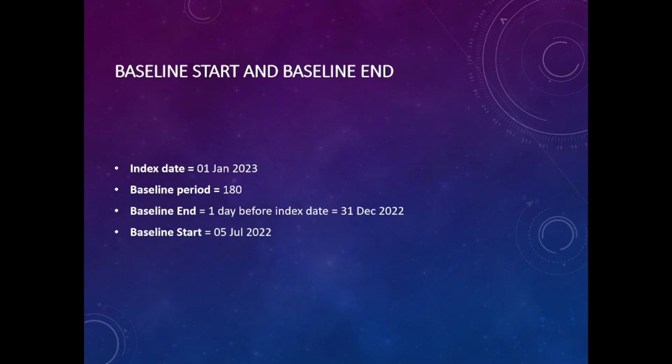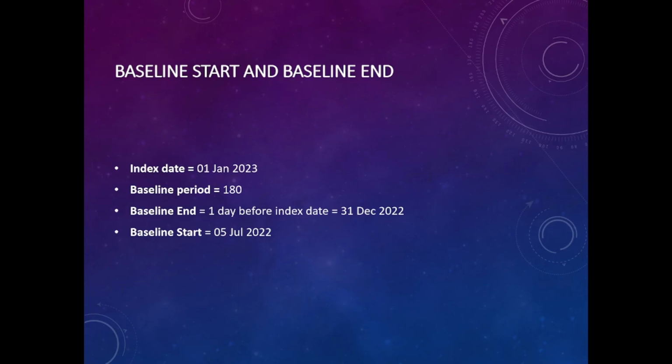So what is a baseline start and baseline end? We know the index date; it can be, for example, the initial diagnosis of a disease. Let's say the initial diagnosis is 1st of January 2023, and the baseline period is 180 days. Let's take this as an example here. In that scenario, one day before the index date is the end of the baseline period. Let's say today is the index date, then the baseline period will end yesterday.